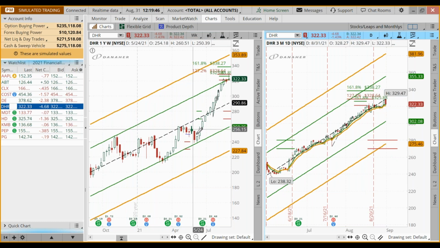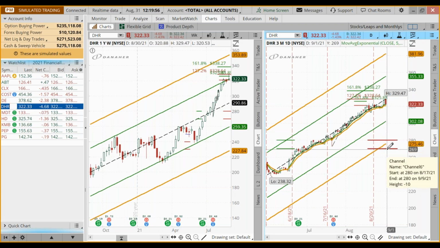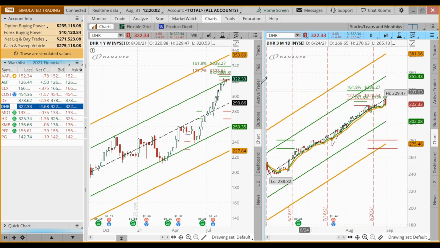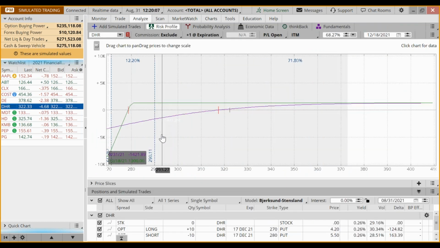And Danaher has been going right up this regression line. Yeah, we had a little bit of a down day today, but my goodness, that is a very conservative trade. So I'm not worried about that at all. The 5 is still over the 8. Let's take a look at the risk profile for Danaher.